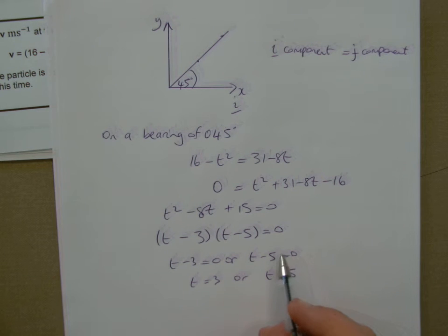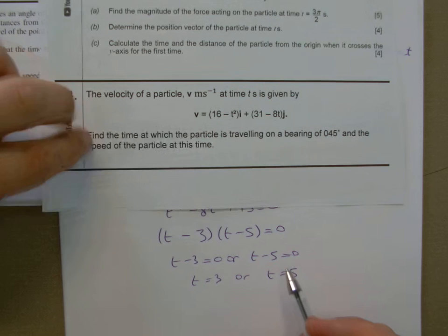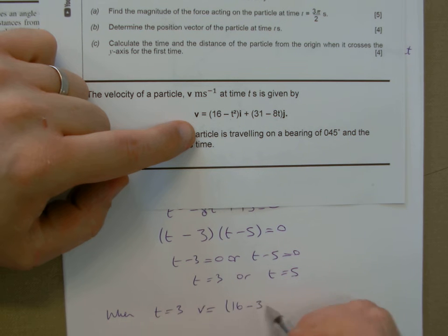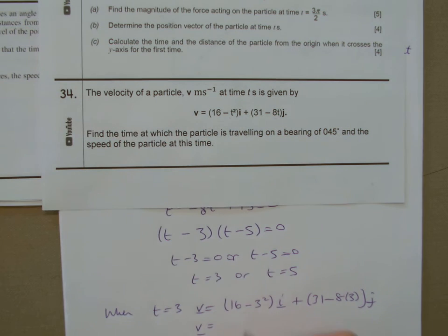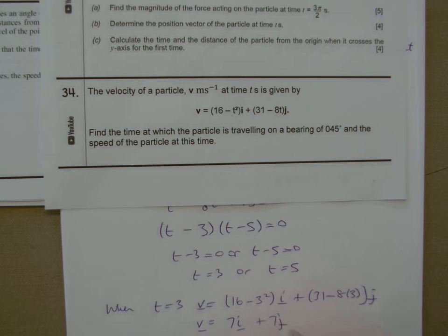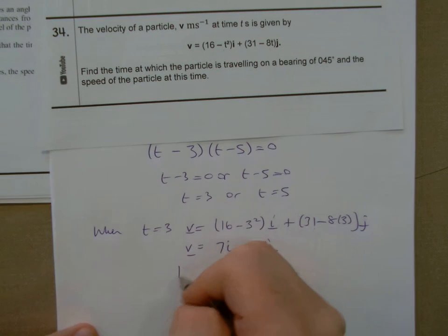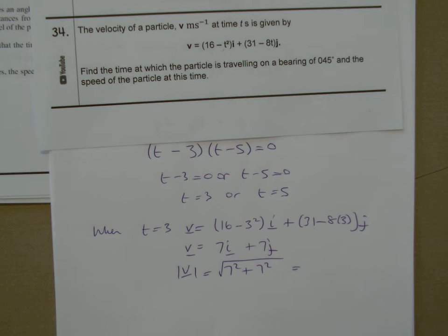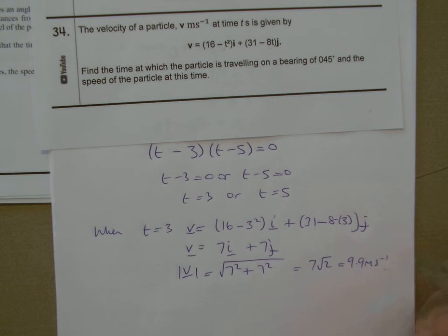Now, it does say to find the speed. So what I need to do is sub it into my v formula, which I've got from the question here. So when t is 3, v equals 16 minus 3 squared i plus 31 minus 8 times 3 j. My velocity vector will be 16 take away 9 is 7, and 31 take away 24 is also 7. So I get 7i plus 7j. To get the speed, of course, I need to do the modulus of that, using Pythagoras: 7 squared plus 7 squared, which will be 7 root 2, or as a decimal, I think that's 9.9 meters per second.